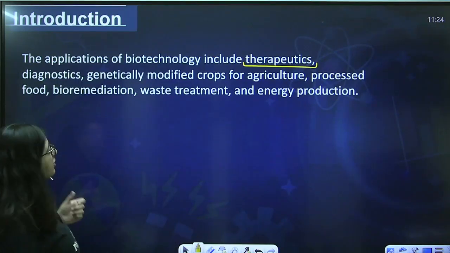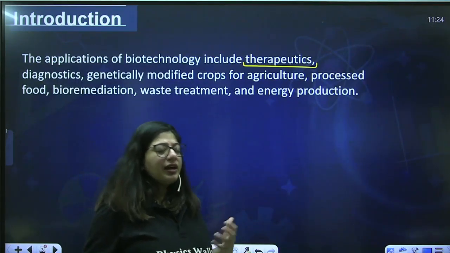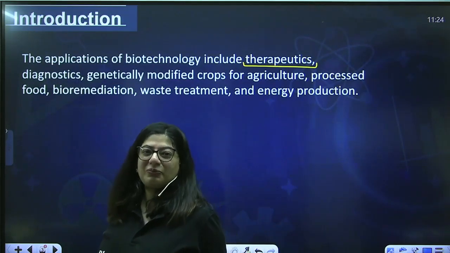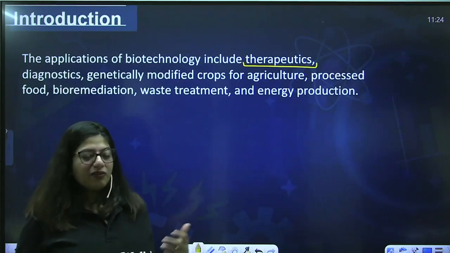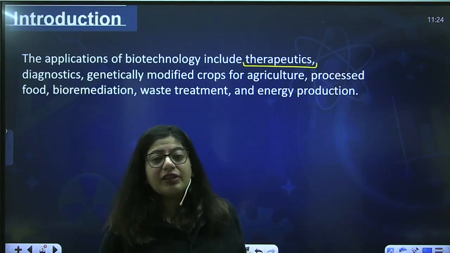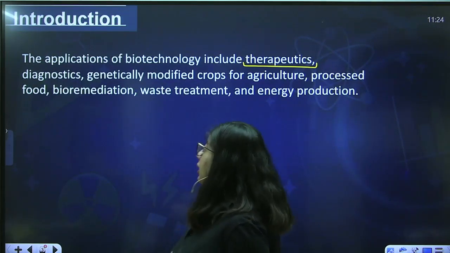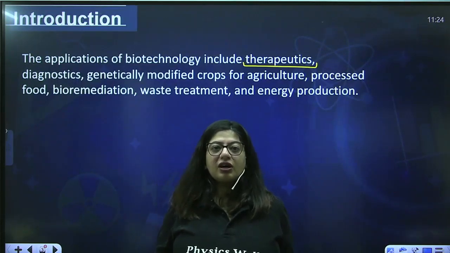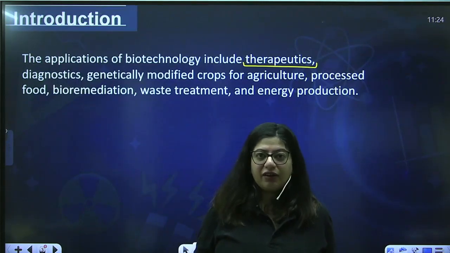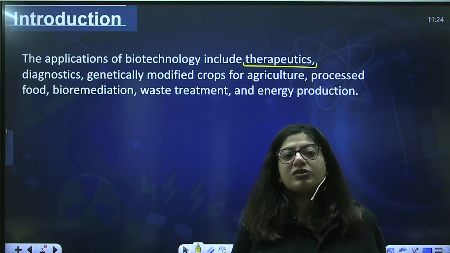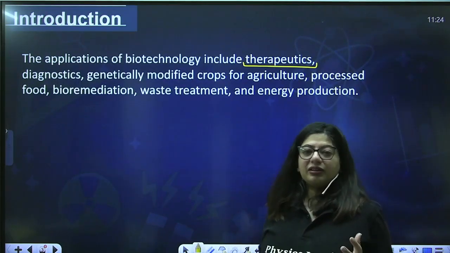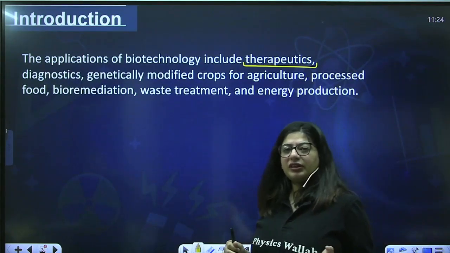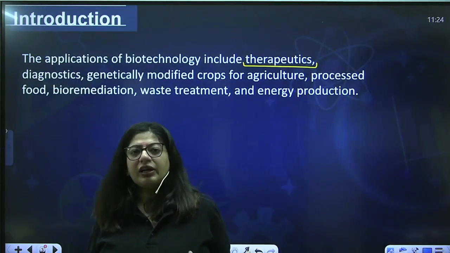Another application is processed food. So many foods you are eating nowadays. Let's take an example, your favorite cheese. You eat cheese every day, right? Some people. So that is also a kind of biotechnology. Or you eat yogurt, that's also a gift of biotechnology. Bioremediation, that is, how can you use biological substances to reduce pollution, like oil spills. We have used some bacteria, one Pseudomonas putida, that can eat all the oil spilled in the ocean, so that it can be replenished, right?